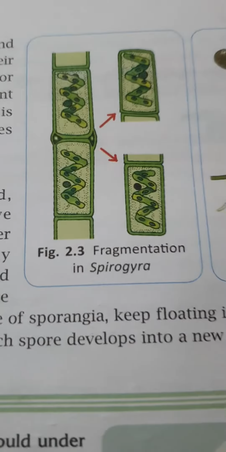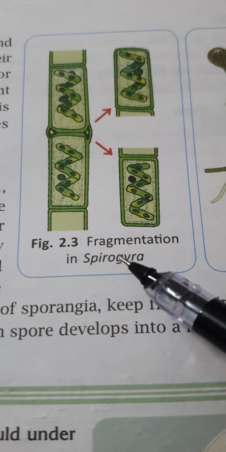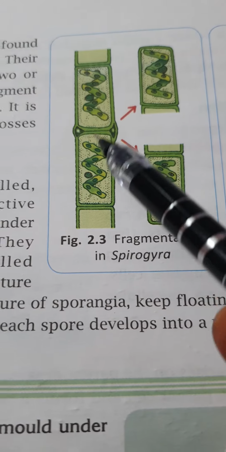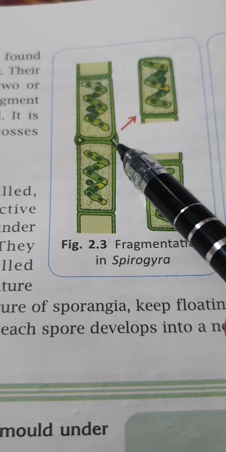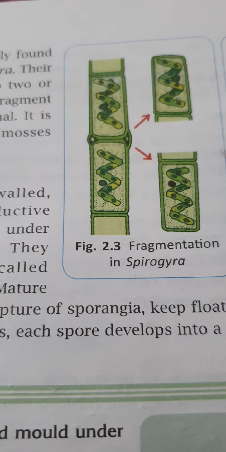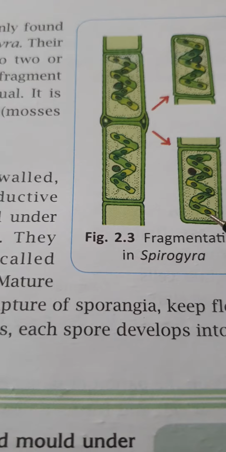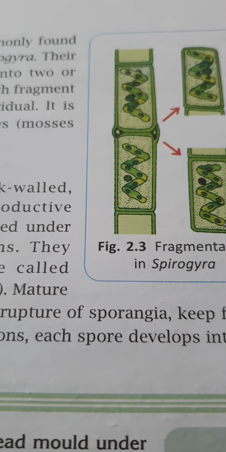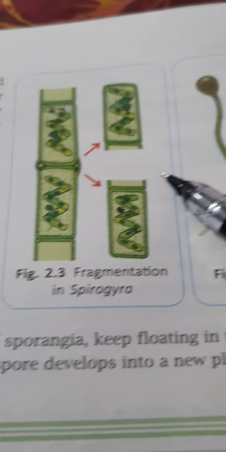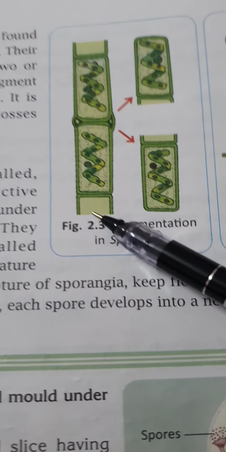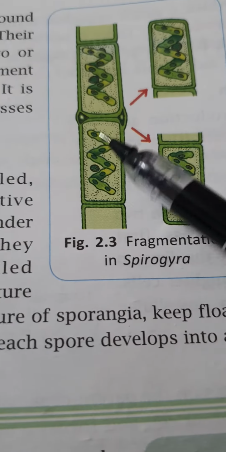Now in your book fragmentation in Spirogyra has been shown. You can see this is a whole Spirogyra. Now from this portion it breaks into two individual Spirogyra, and they can now be fully grown. Now this was fragmentation in Spirogyra. How does it happen? They can break from any portion.